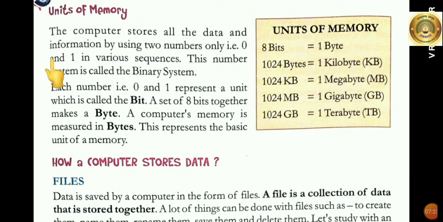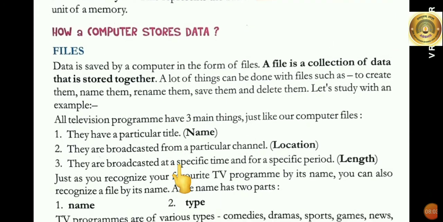Units of memory. The computer stores all the data and information by using two numbers only, that is 0 and 1, in various sequences. This number system is called the binary system. Each number, that is 0 and 1, represents a unit which is called a bit. A set of 8 bits together makes a byte. A computer's memory is measured in bytes. This represents the basic unit of memory.